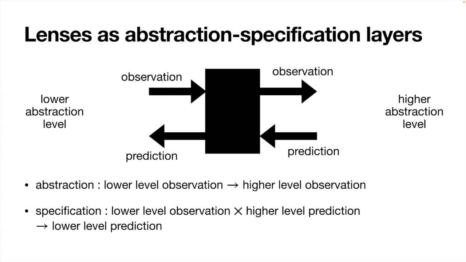So this motivates that you give these functions types like this: your abstraction function is just a function from low-level observations to high-level observations, and then specification takes a pair of a low-level observation and a high-level prediction and gives you a low-level prediction. Okay, so these two functions make a lens.